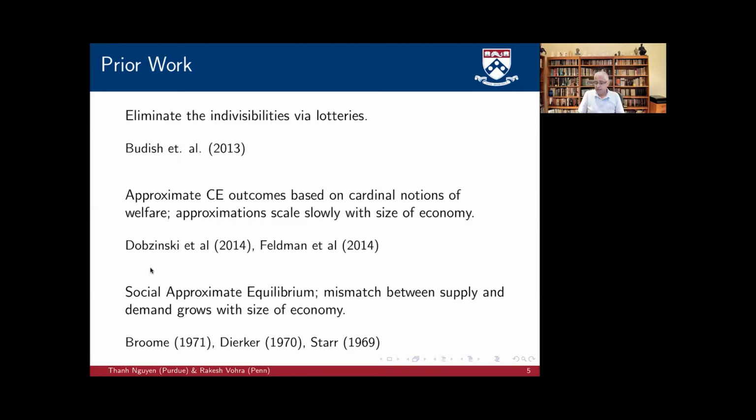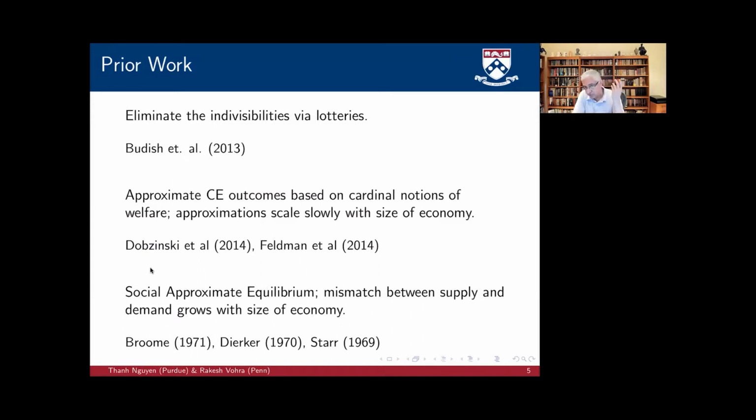The next approach is popular amongst computer scientists, which is let's propose a notion of approximate competitive equilibrium. And typically these notions are based on a cardinal measure of welfare. And the goal is to get an approximation, in other words, prices and allocations that generate a welfare that scales slowly with the size of the economy. In other words, the gap between the welfare that you achieve and the best possible welfare should scale slowly with the size of the economy. In my view, this is overly restrictive because you have to rely on this cardinal notion of welfare that I think could be problematic in some applications.